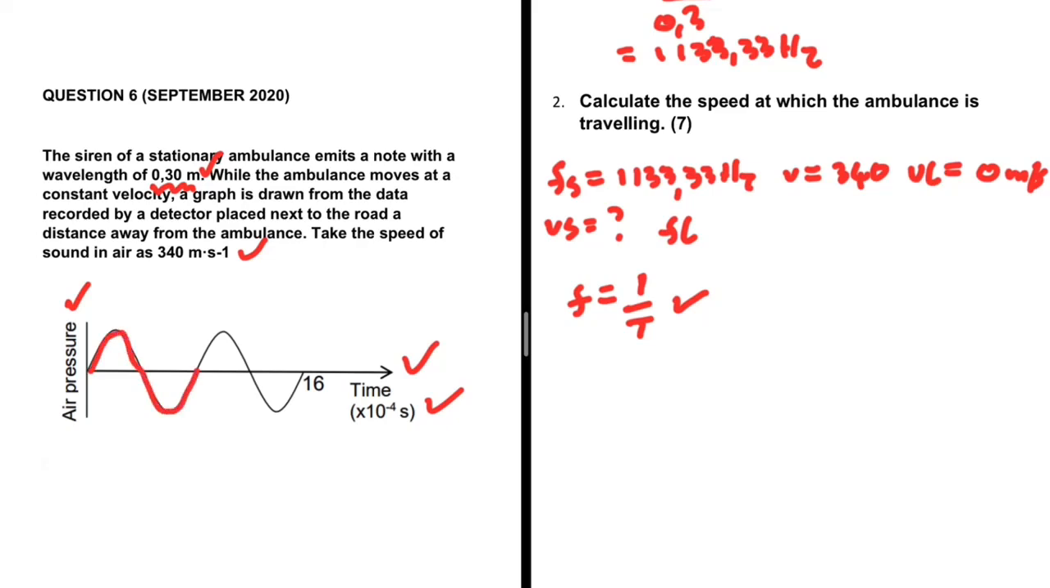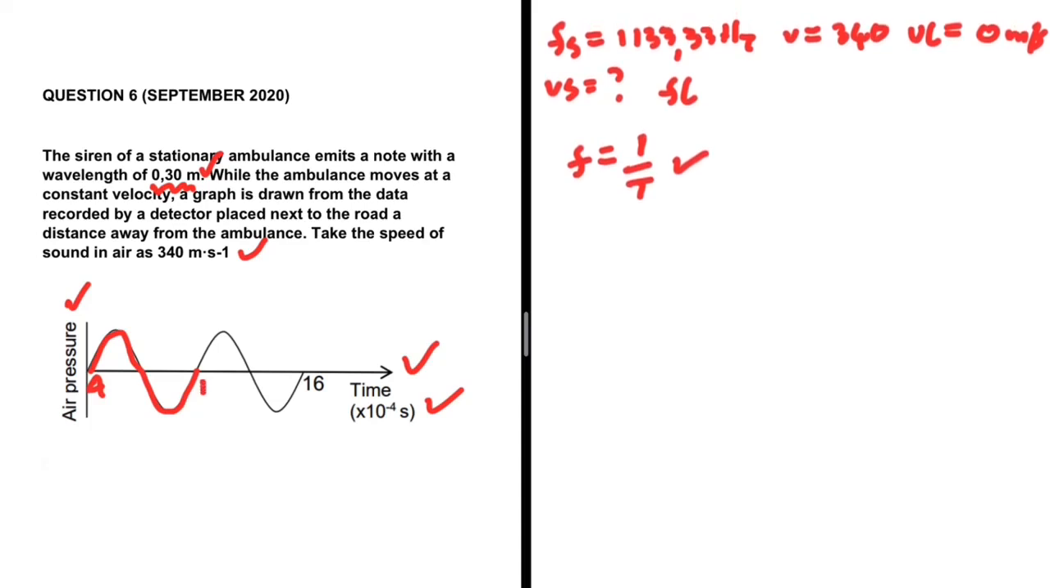So from A to B, it's one wavelength. And then from B to C, it's another wavelength, right? So from A to B is 8 times 10 to the minus 4 seconds. And then from B to C, it's another 8 times 10 to the minus 4 seconds. So that is our period. Our period is 8 times 10 to the minus 4 seconds.